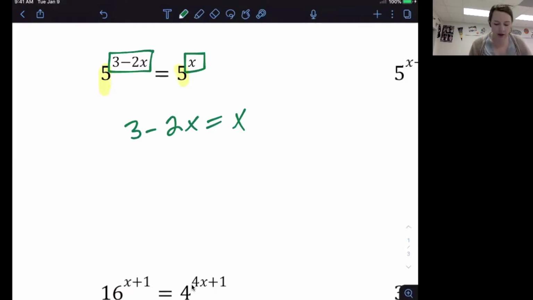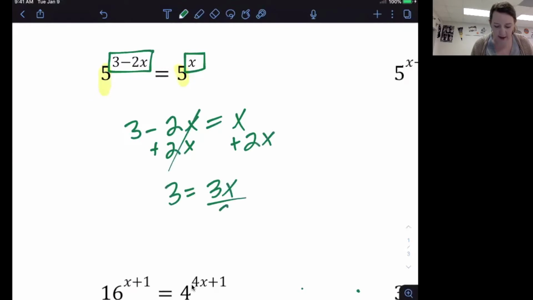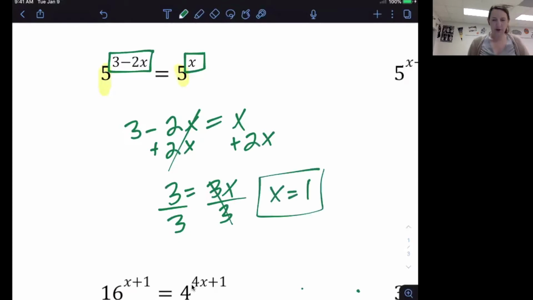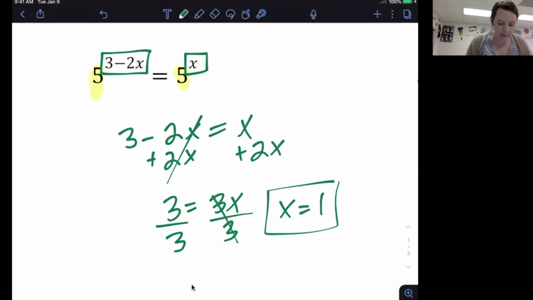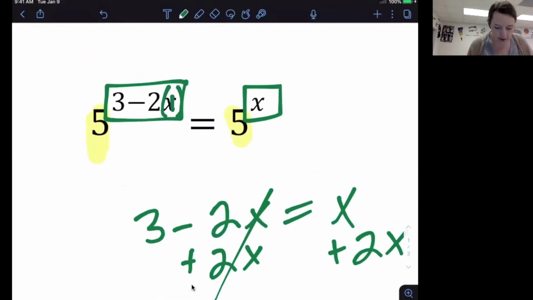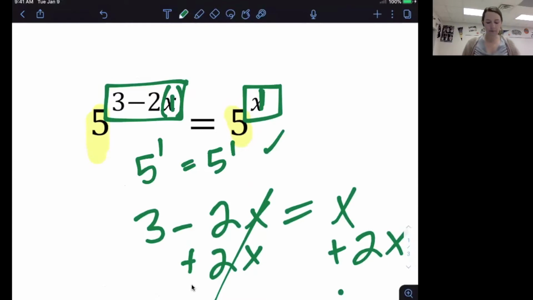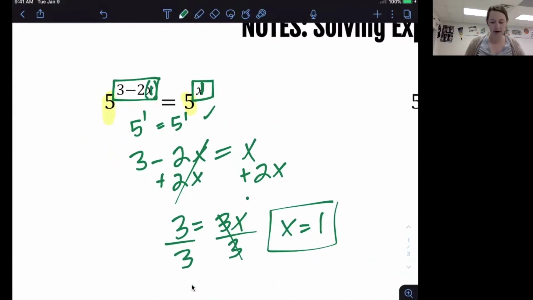So from here, I'm going to add the 2x. So I get 3 equals 3x. And when I divide, I find out that x equals 1. Okay, if we went back up to our original problem and plugged in a 1, so 3 minus 2 times 1 is 5 to the 1st power. If I plug in a 1 here, it's 5 to the 1st power. And 5 does equal 5. That makes a true statement. So that one was easy since our bases already matched.